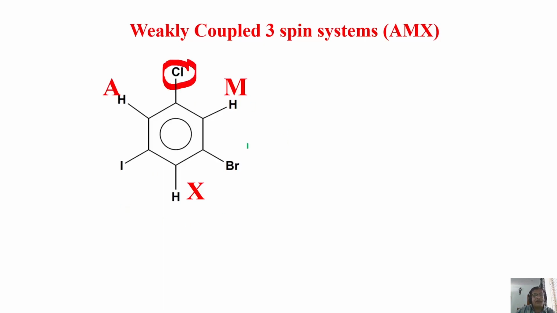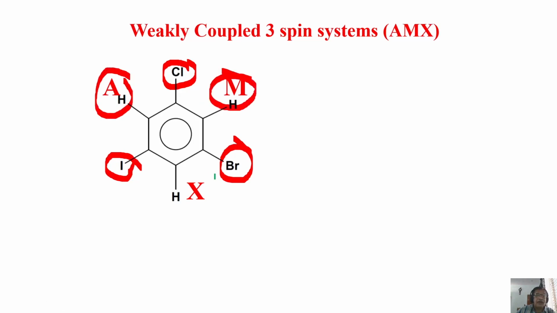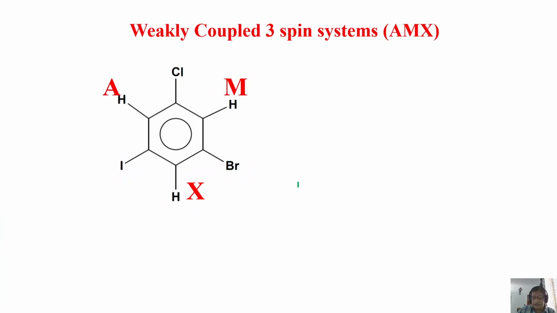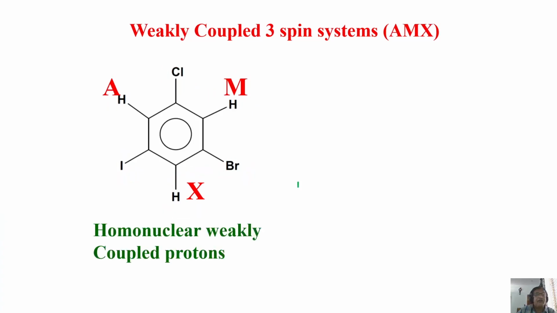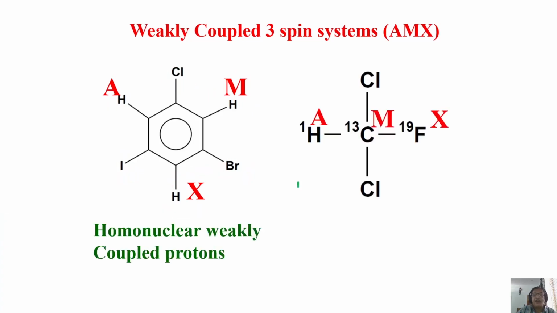I took a hypothetical example: chlorine, bromine, iodine in a symmetrically substituted benzene. Then there are three protons here. This proton, this proton and this proton have their chemical shifts far away separated. It is a weakly coupled spin system. So I am going to write it as a weakly coupled homonuclear AMX spin system.